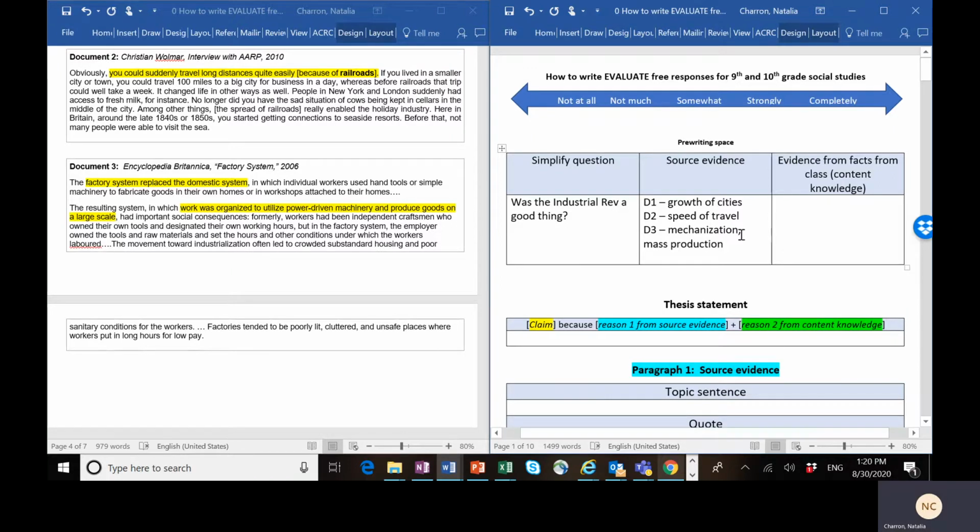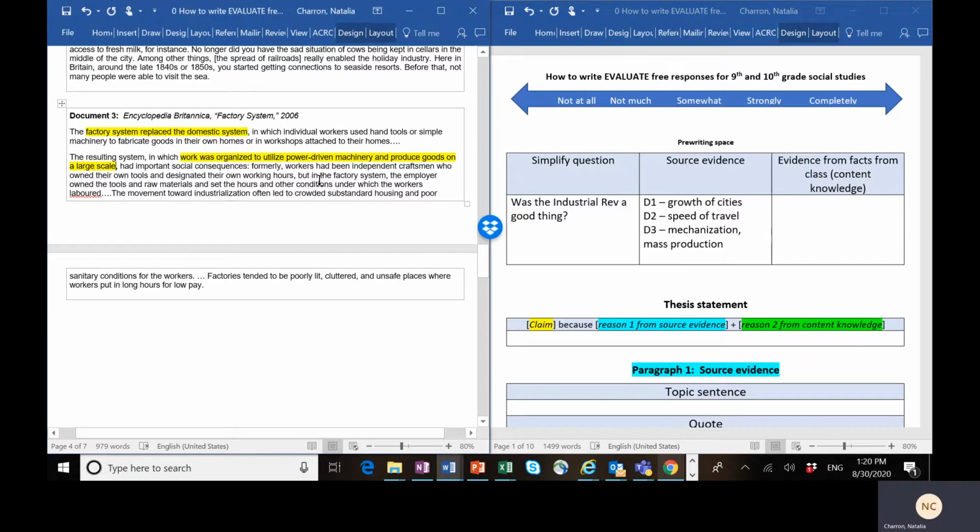I know my vocabulary. I know that this is talking about mechanization and mass production, so that's what I would write in my pre-writing space. If I didn't know this vocabulary, though, I could still write about how machines made it possible to make more things faster. So I could note that in my source evidence. Moving on.